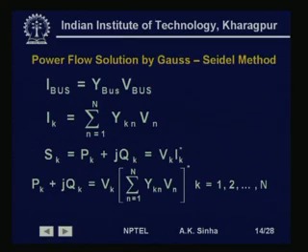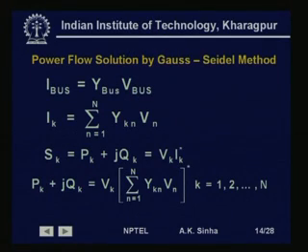Okay, now let us go into how we find the solution for the power flow problem. Here we will take up one method of iterative solution, that is the Gauss-Seidel method. For this method we start again with the basics. I bus is equal to Y bus into V bus, that we know, and for any bus k the current injection I k is the summation of Y k n V n, where n varies from 1 to N.